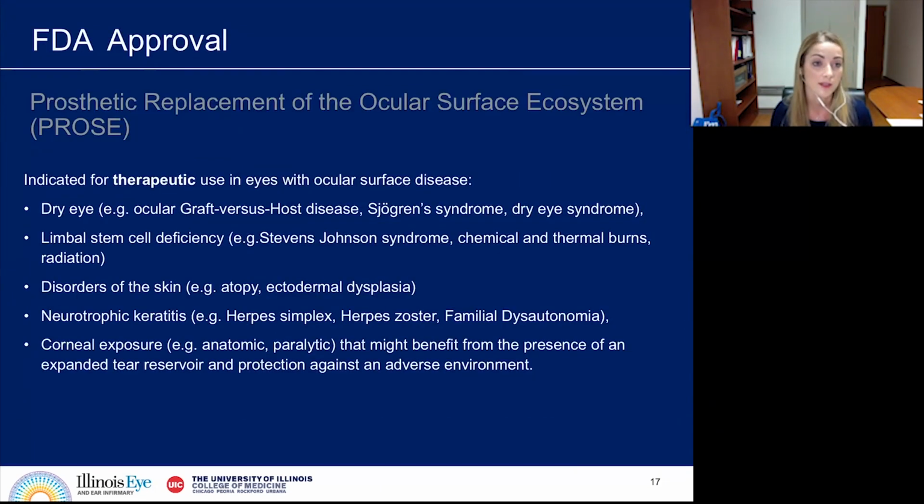So the first FDA-approved scleral device was the prosthetic replacement of the ocular surface ecosystem, or PROSE lens. This is based out of Boston Foundation for Sight in Needham, Massachusetts. It was indicated for dry eye, limbal stem cell deficiency, disorders of the skin, neurotrophic keratitis, and corneal exposure. And this is a really great lens because it is highly customizable.